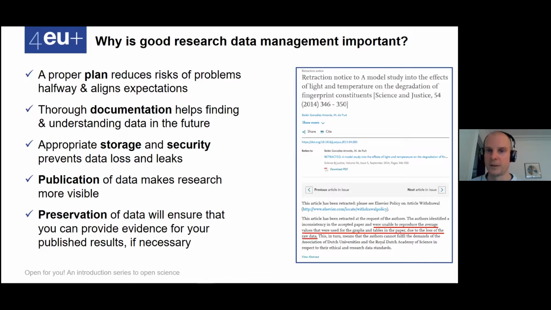You see an example here, a retraction notice, and in that case, it was the authors themselves who retracted the paper because they found an error in their analysis. But they couldn't correct the error because they didn't have the original data available anymore. Here it says, due to the loss of the raw data, the paper had to get retracted. And I would say that's a really bad thing to happen in a researcher's career to have a paper retracted. So this is definitely something you want to avoid.